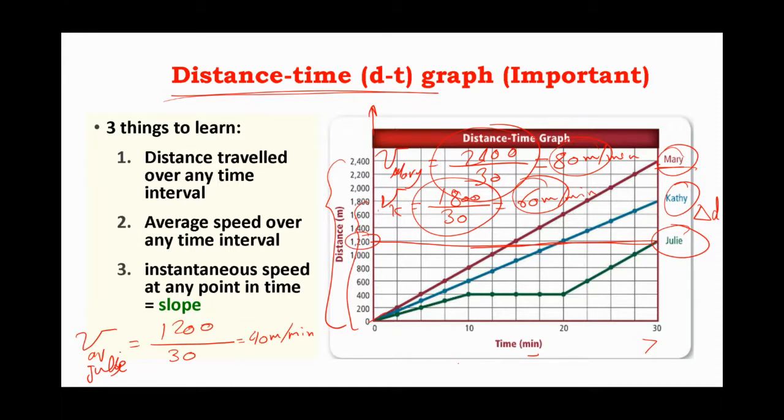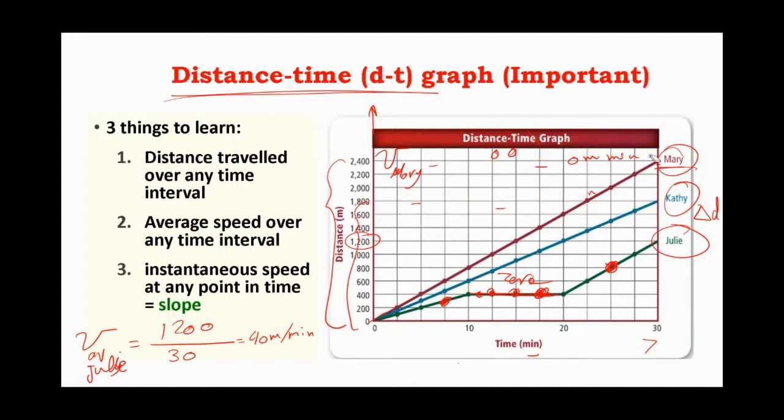What's her speed here at this point? I don't know. I have to calculate it. What's her speed here? I don't know. I need to calculate it. Of course, in the middle, it's easy. It's zero, because the slope here is zero. It's obvious.